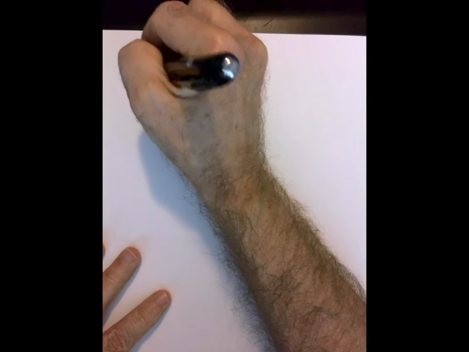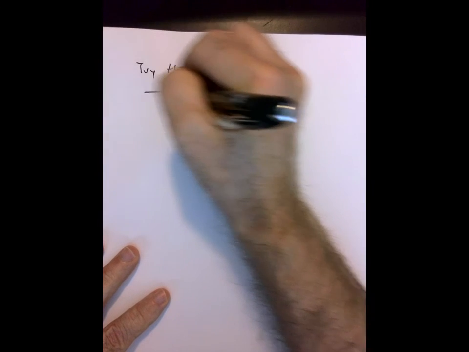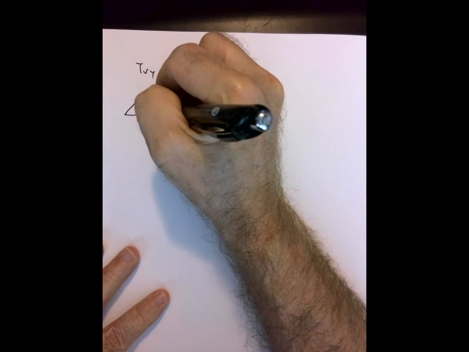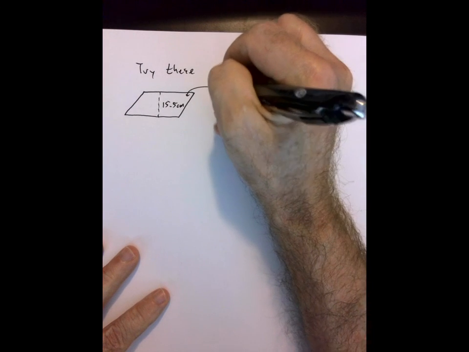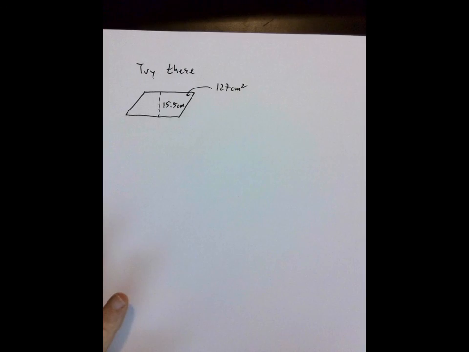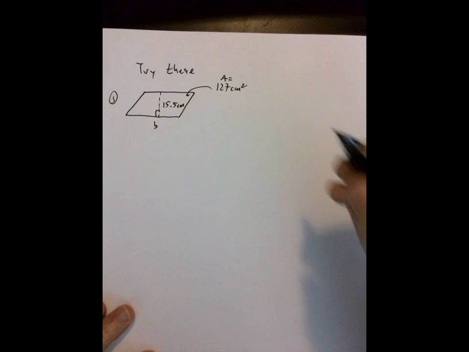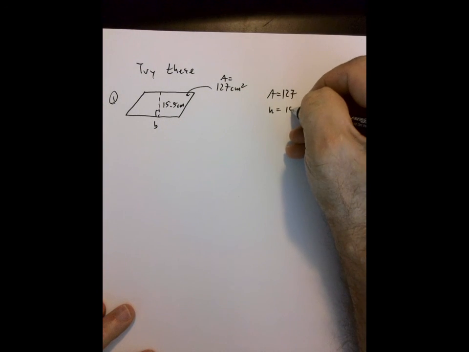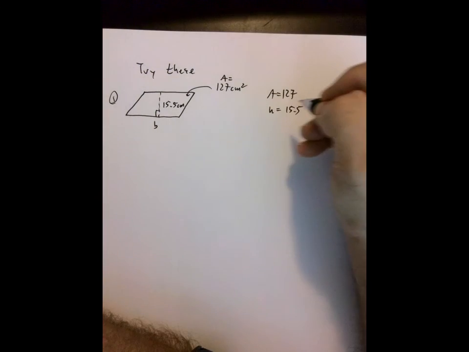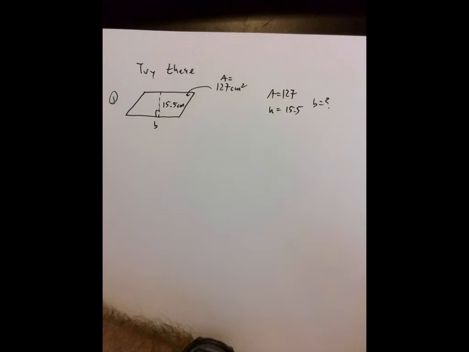Okay, so you're going to try these. Let's say we've got a parallelogram. And this will be number 1 on the try these for parallelograms. 127 is going to be the area, right? And then it shows there that the height is equal to 15.5. How much is the base going to be? We want to know what the base is equal to in terms of centimeters.